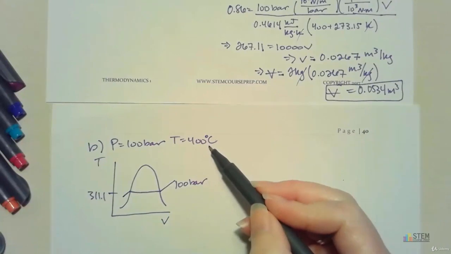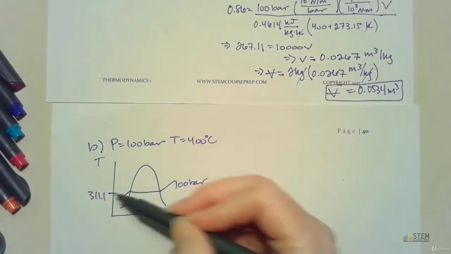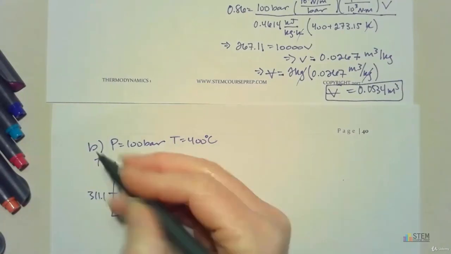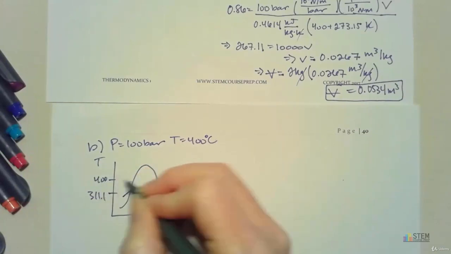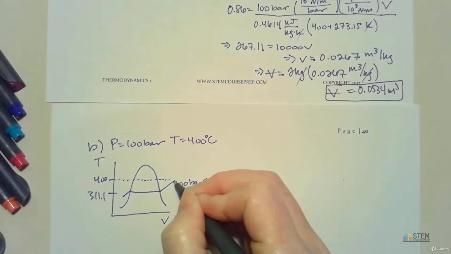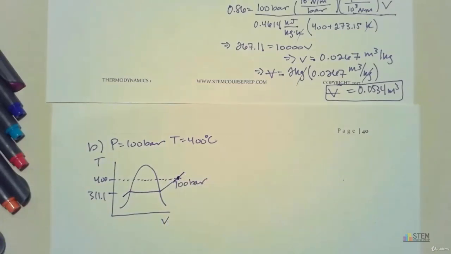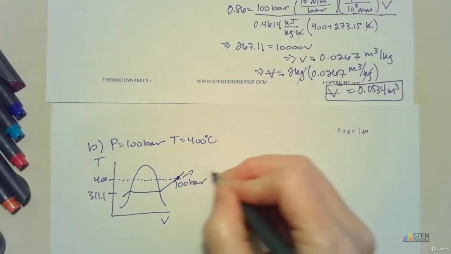Our temperature is at 400. Now obviously that's higher than 311, so let's put 400 here. We need to find where that temperature intersects our pressure. So we're going to be over here. That is what? Superheated vapor, that's right. We need to use the superheated vapor table to get our specific volume. That is table A4.